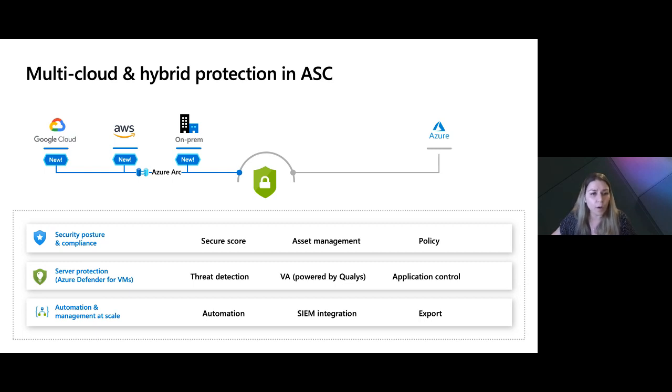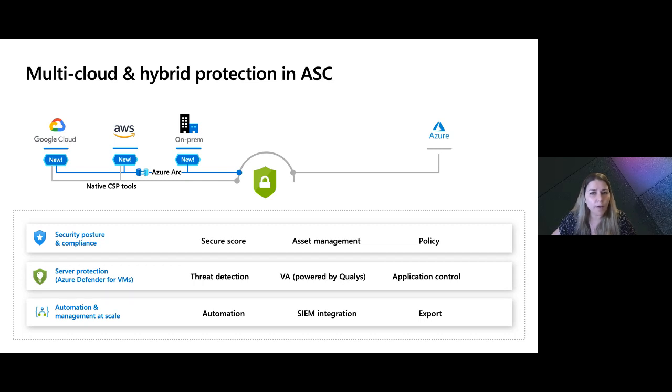And you get all the automation and different management at scale capabilities, export data, SIEM integration, automation, and trigger logic apps and other playbooks, etc. All the data, for example, including for multi-cloud and hybrid resources, is also stored in Azure Resource Graph. We use the same queries and the same experience. In addition to Azure Arc, we use native cloud service provider tools, specifically today with AWS and Google Cloud.